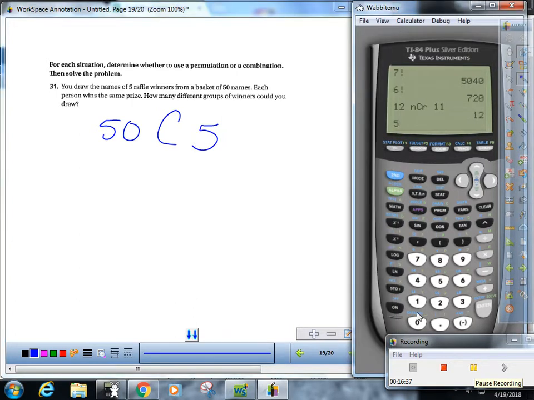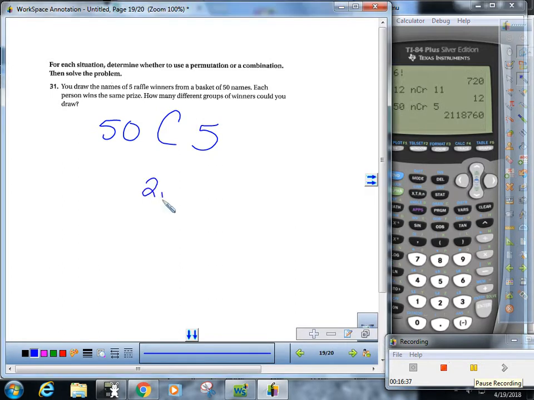How many different ways can we choose 5 people out of a large group of 50? So we type in 50, math, prob. Let's see. This is a combo, not a permutation. So that's 3 and 5, 50 choose 5. We're looking at 2,118,760 different groups of winners.